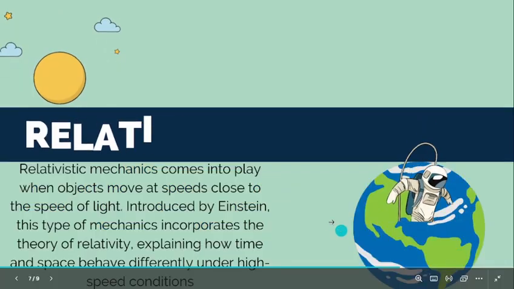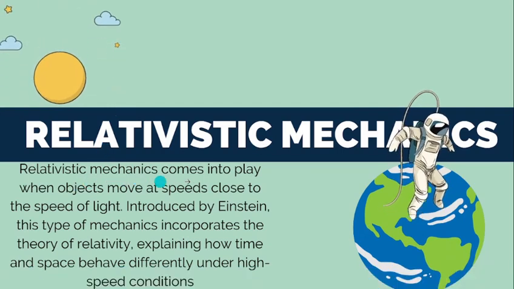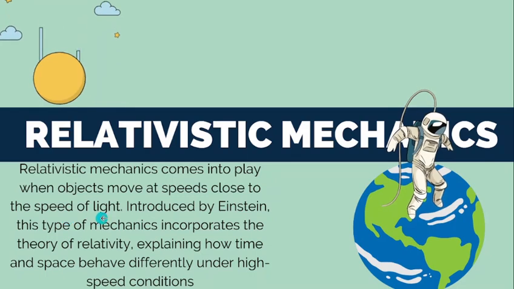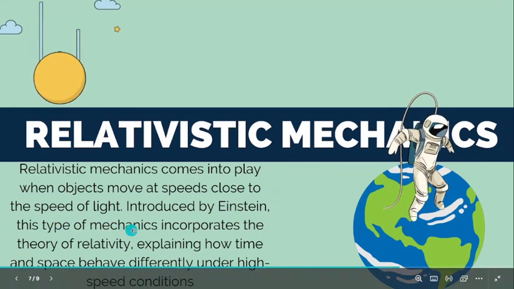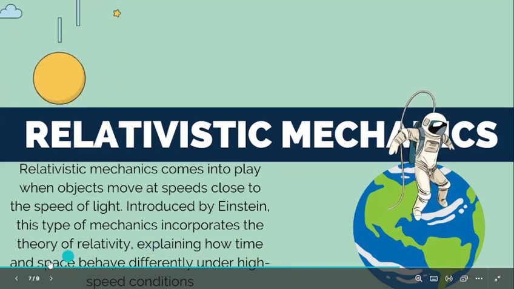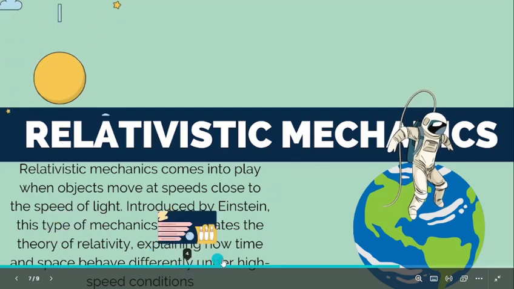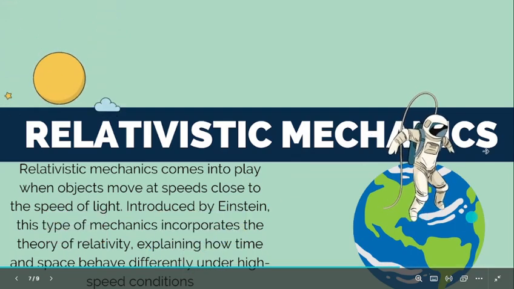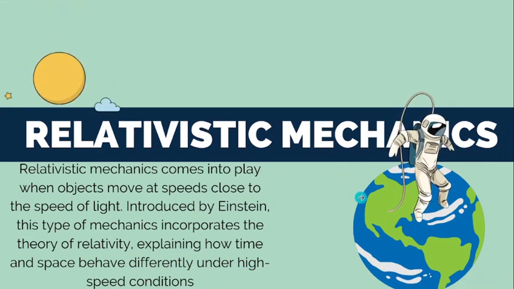Next, relativistic mechanics. Relativistic mechanics comes into play when objects move at speeds close to the speed of light. Introduced by Einstein, this type of mechanics incorporates the theory of relativity, explaining how time and space behave differently under high speed conditions. Example, astronauts traveling close to the speed of light would age much slower compared to people on Earth. Mind blowing, isn't it?